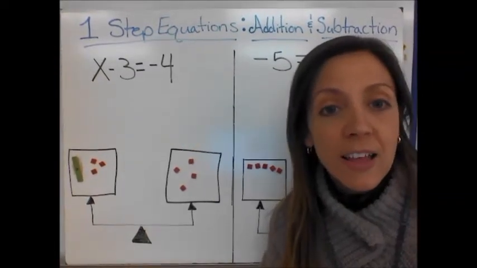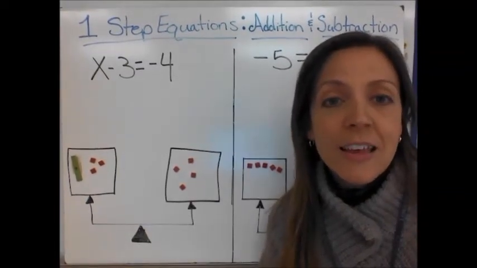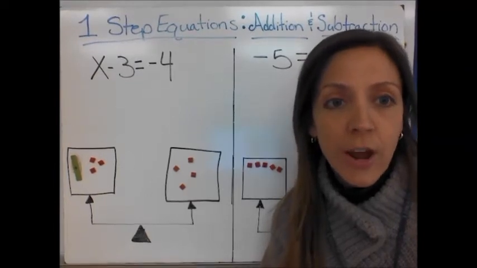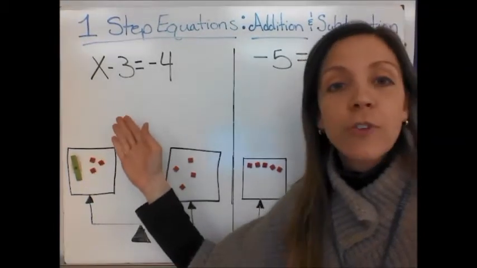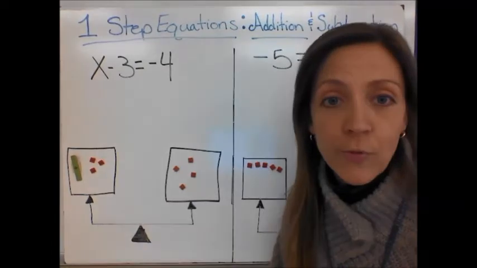Hi, today we're going to take a look at one-step equations and how to solve them using addition and subtraction. Let's start with this equation right here. X minus 3 equals negative 4.